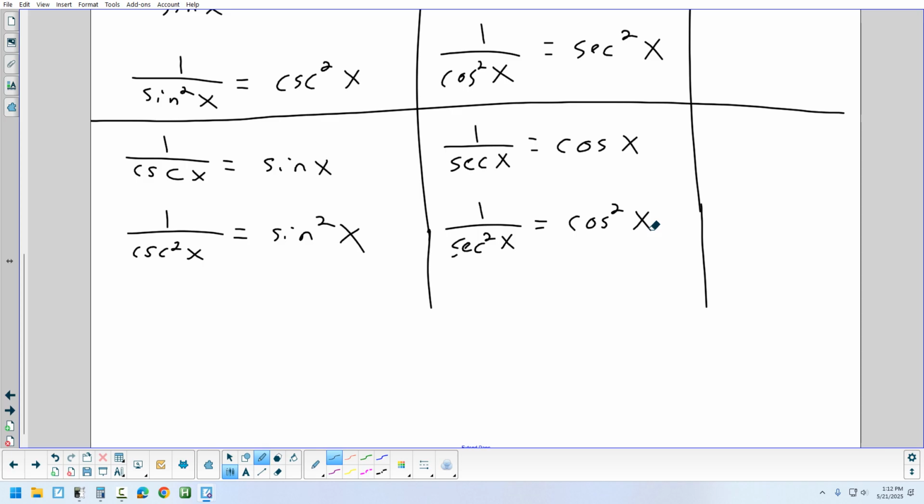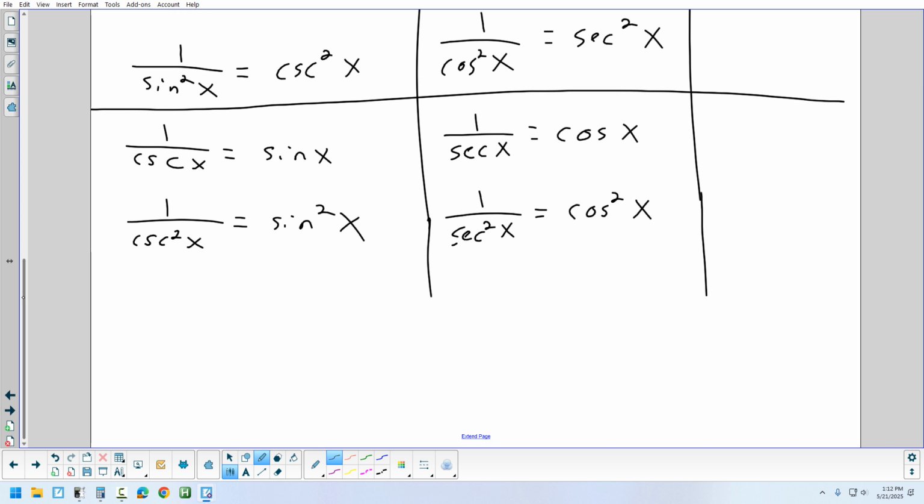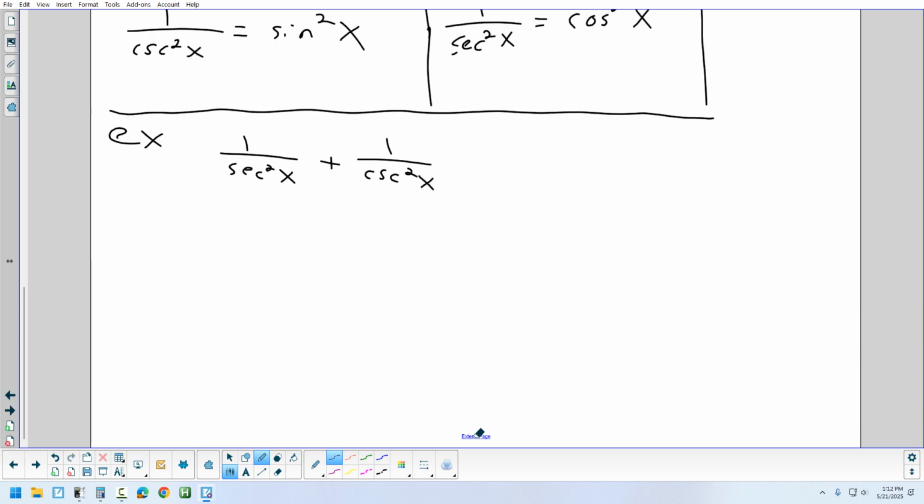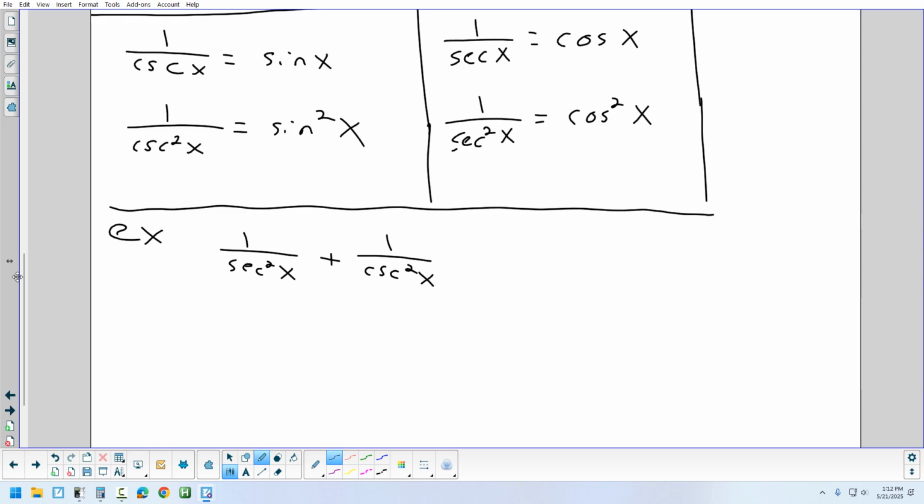Let's do this one. Okay. Let's do 1 over secant squared plus 1 over cosecant squared. Right? And this time I'm not going to tell you what the answer is, I'm just going to say simplify. Okay, so simplify is a little bit harder because you don't know what you're supposed to end up with. Okay. Let's start with this one. What is 1 over secant squared? Cosine squared. That is cosine squared.